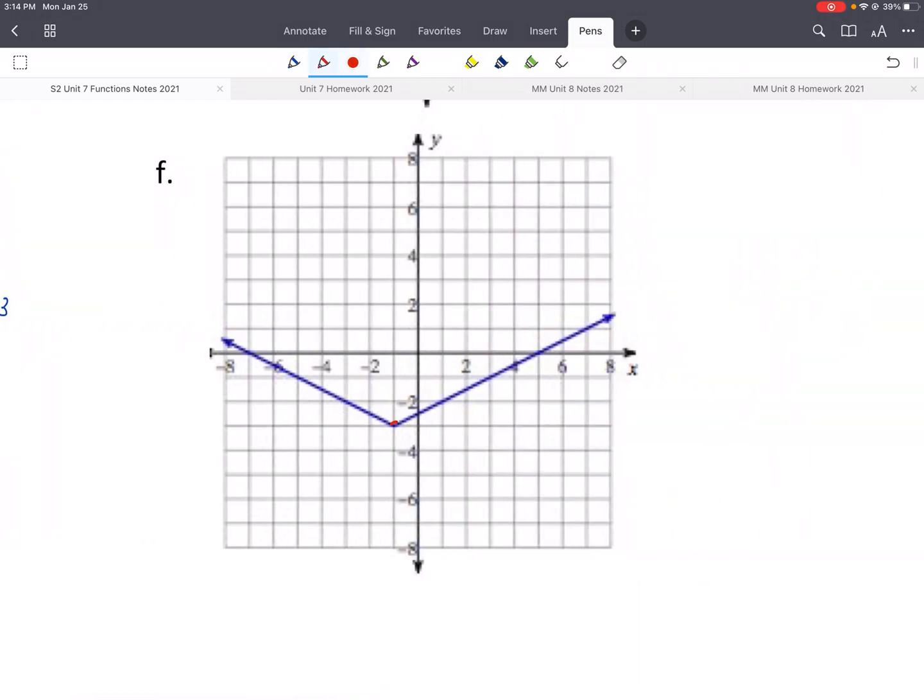Here's another. Our vertex here is going to be -1, -3. And then our rise is 1 over 2, so that's 1/2. So y is equal to 1/2, absolute value of x plus 1 minus 3. Again, when you plug it in, it's x minus h, so you'll do x minus a -1, and it will give us a positive 1.